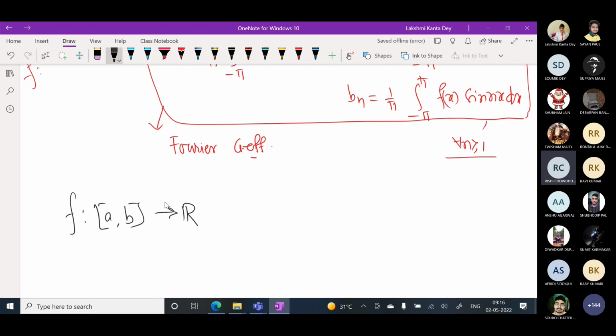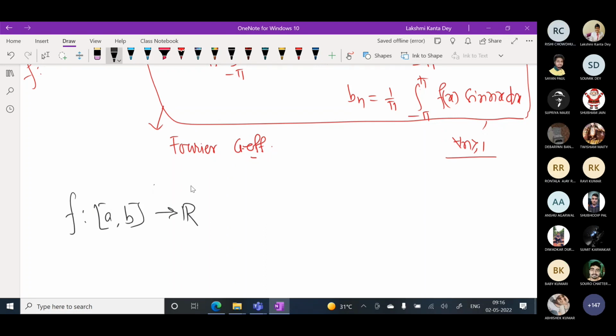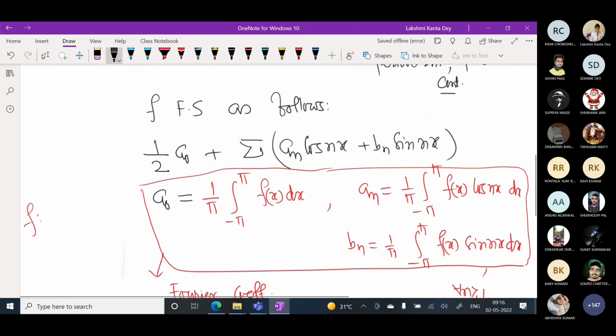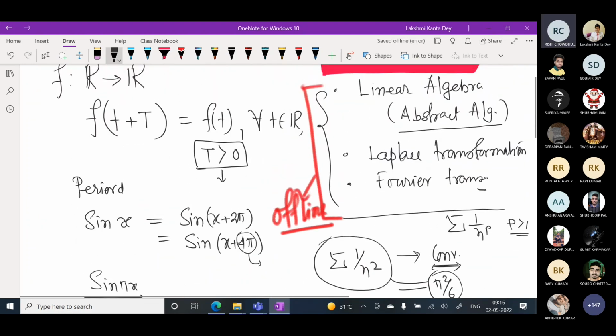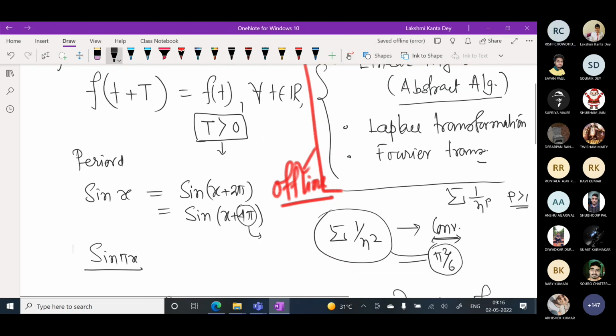Sir, can you show the previous slide? Previous slide. Sir, Fourier coefficients. Yes.